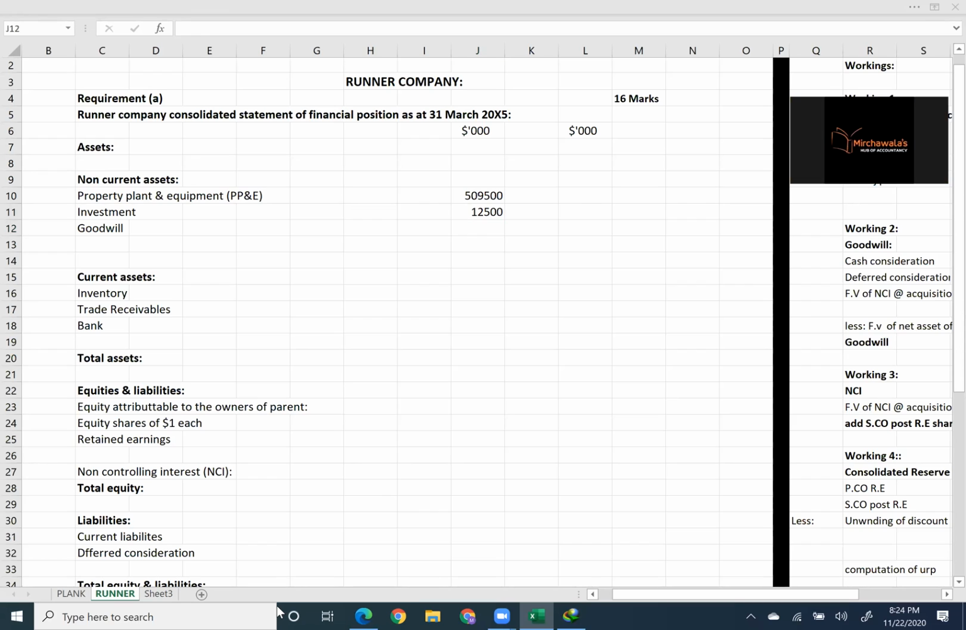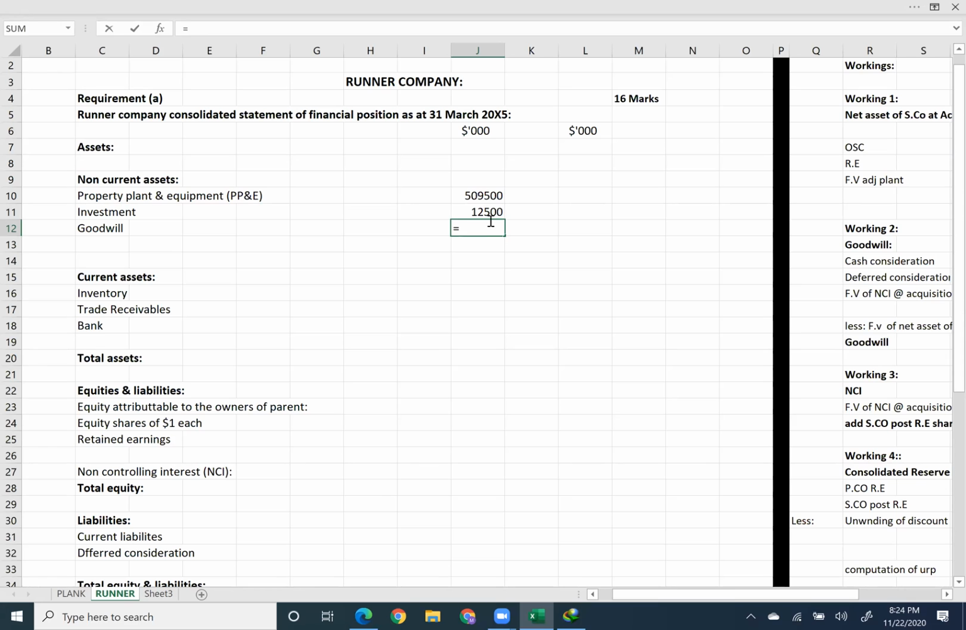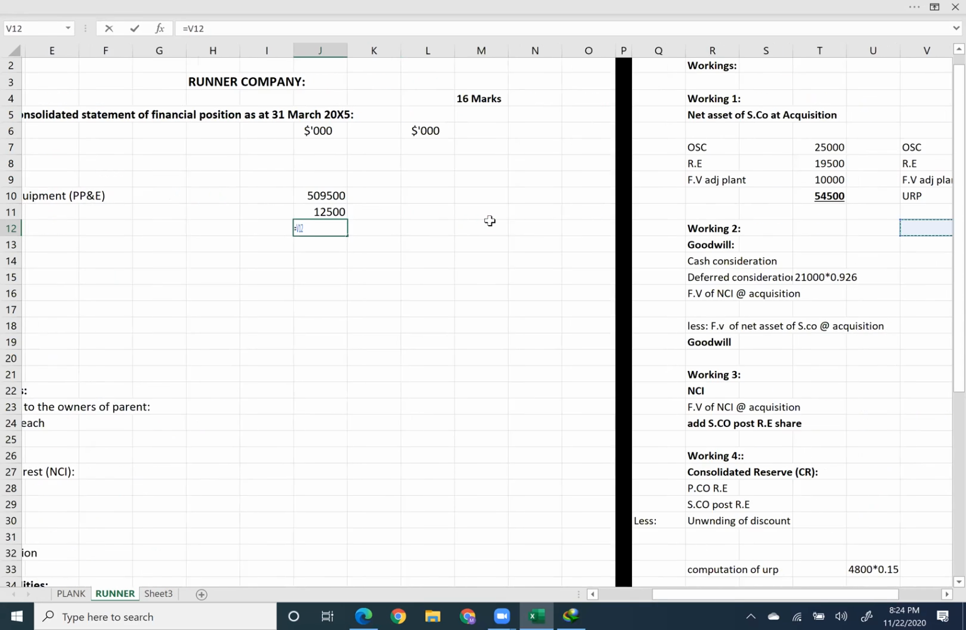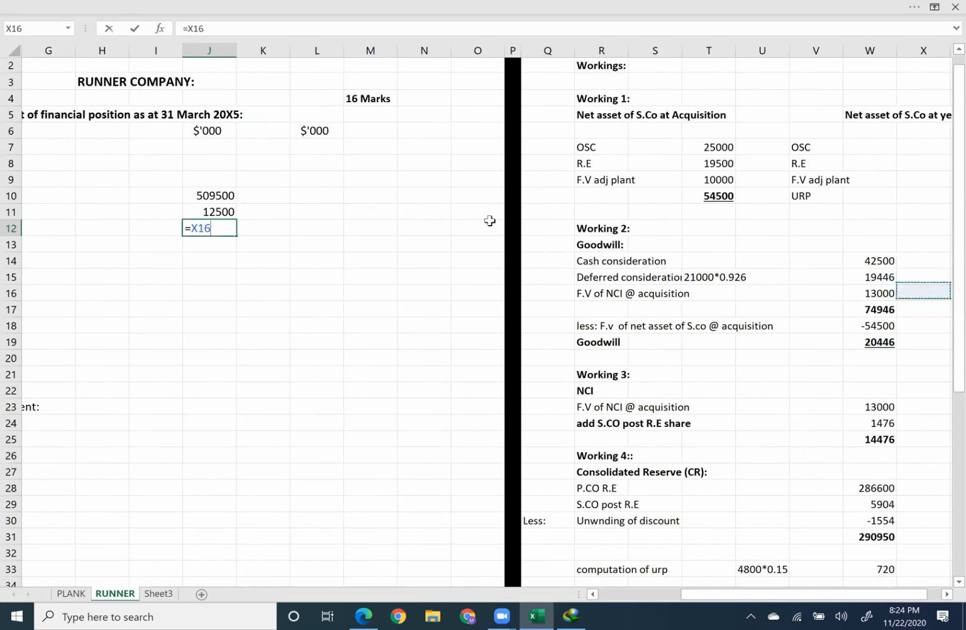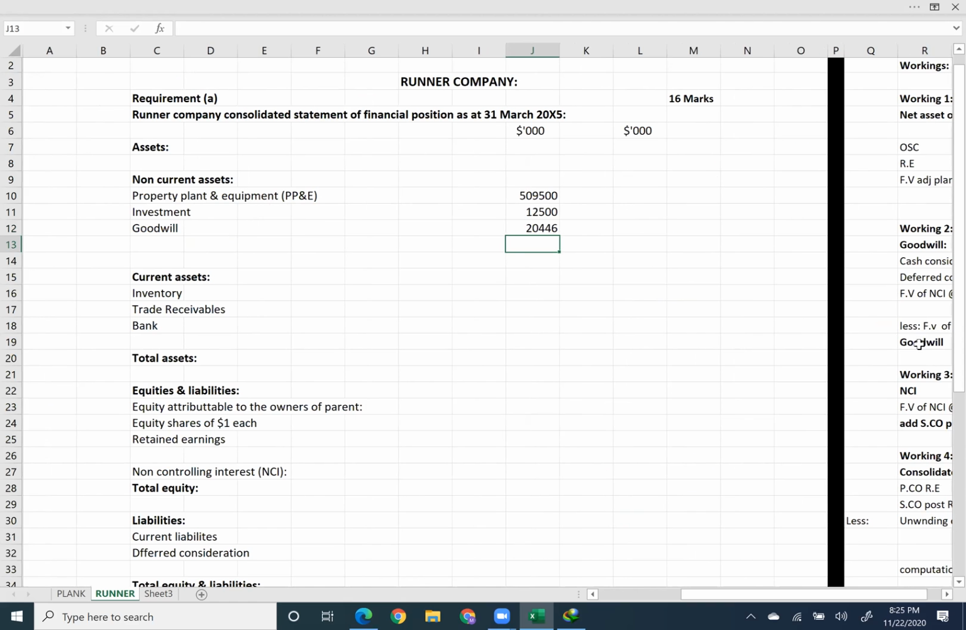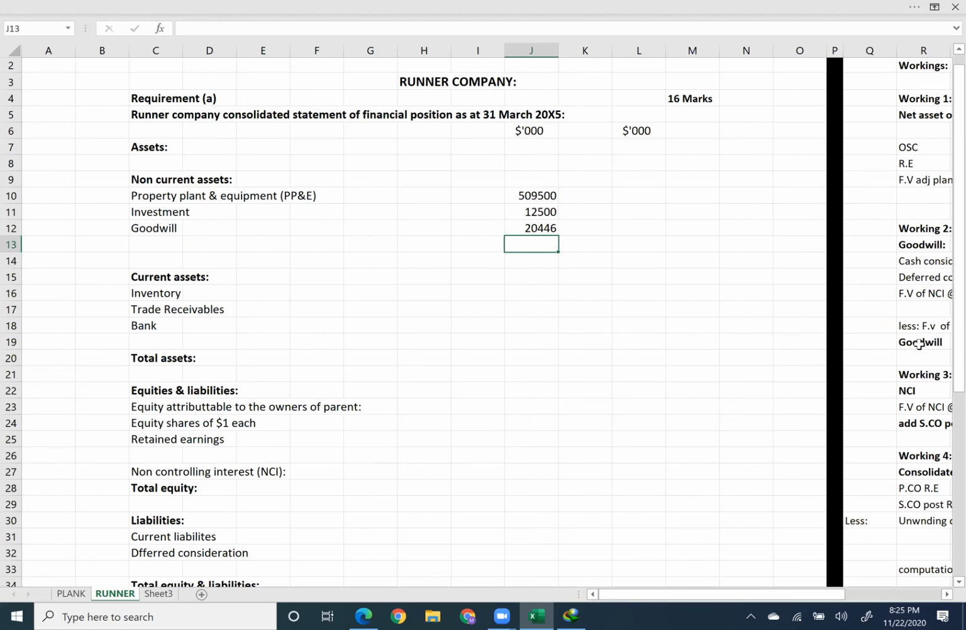Okay, now let's pick the goodwill. Goodwill we need to pick ready-made. We have already calculated it. We just write equal to, and we will pick goodwill. That's it. Okay, so that's your goodwill. Now you can also add the total non-current assets.